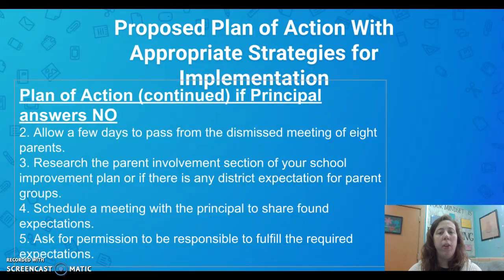If the principal says no, that she cannot meet with the 8 parents, the second step would be to allow a few days to pass from the dismissed meeting of 8 parents. The reason for this is to let the principal process things and not jump on top of it and maybe annoy him, but give him more time to think. Third, I would research the parent involvement section of the school improvement plan and see if there's any district expectations for parent groups. Fourth, I would schedule a meeting with the principal to share those found expectations after everything had settled. And lastly, I would ask for permission to be responsible to fulfill the required expectations.